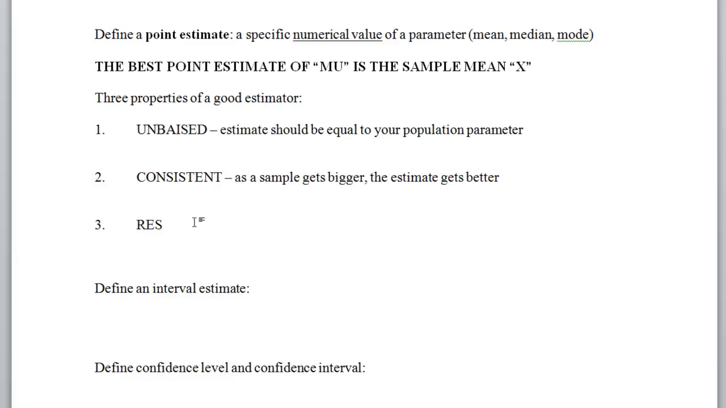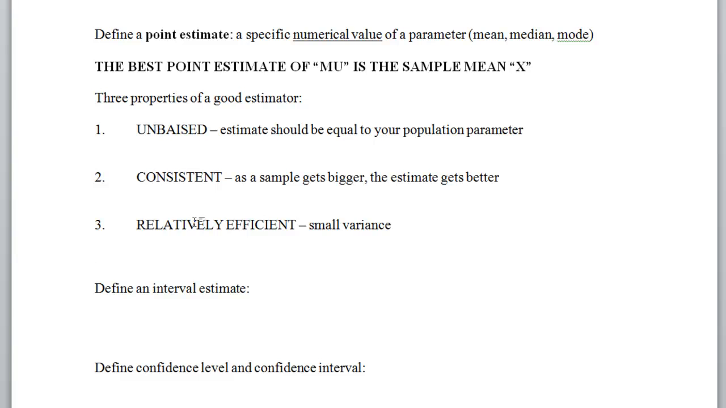We also want it to be relatively efficient. So we want your data to be relatively efficient. That means it should have a small variance. You shouldn't be picking a group and having a wide variance in it.